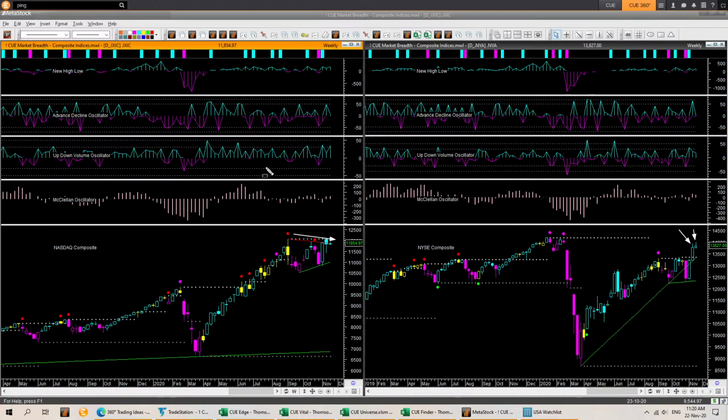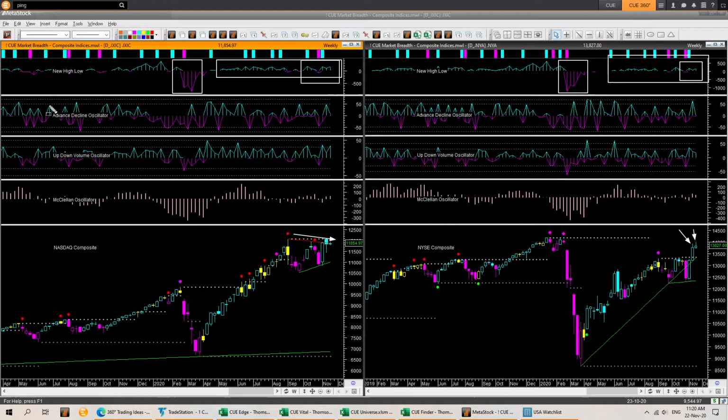And let me explain how I have updated the market breadth a little bit. The new high low is same as before. The new high low for Nasdaq composite and NYSE composite, they are remaining pretty bullish. The last bearishness was only here during the beginning of the COVID crisis. Since then, new high low has never turned bearish.